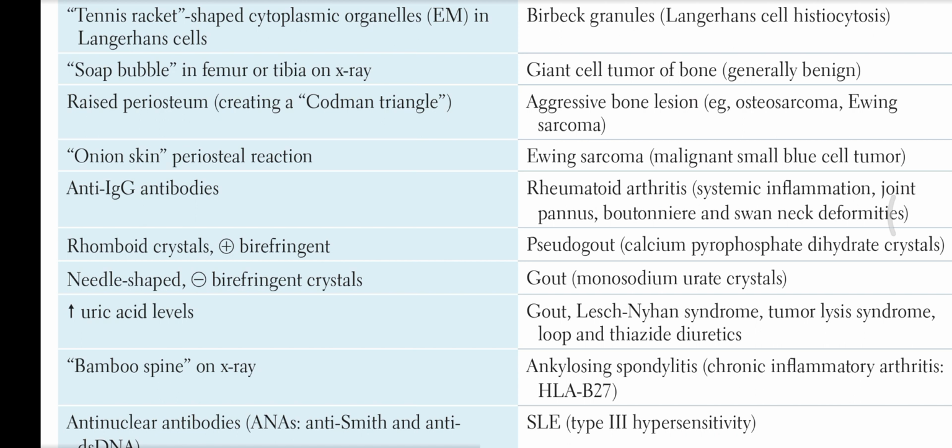Boutonniere and swan neck deformity. Rheumatoid arthritis: systemic inflammation, joint pannus, boutonniere and swan neck deformity.